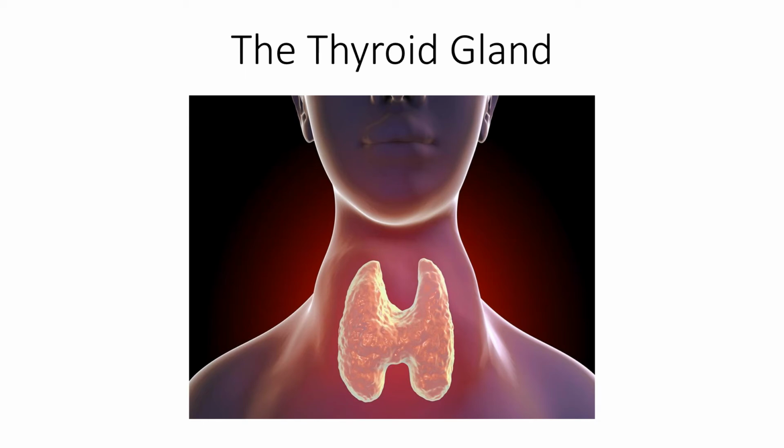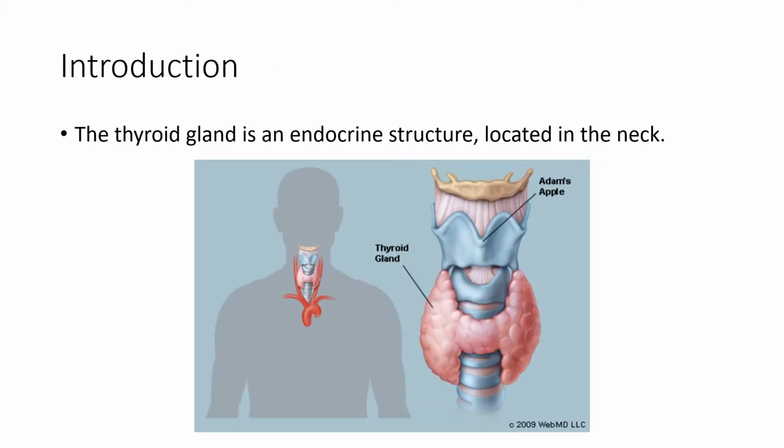In this video, we will discuss the thyroid gland. Thyroid gland is an endocrine structure. It is located in the neck. This is the anterior part of the neck and this is the thyroid gland. This is the enlarged picture. Thyroid gland.